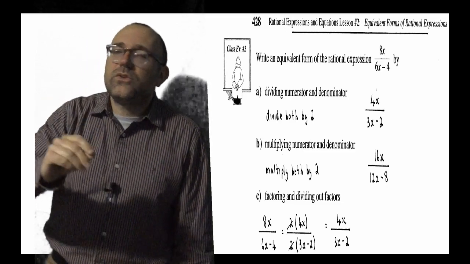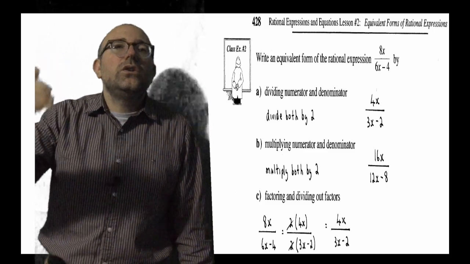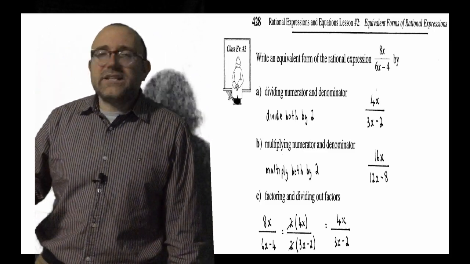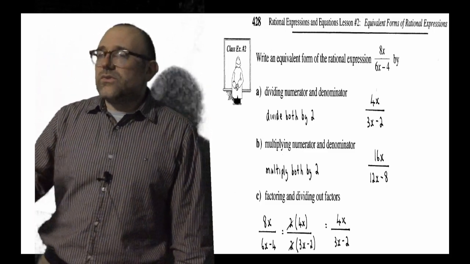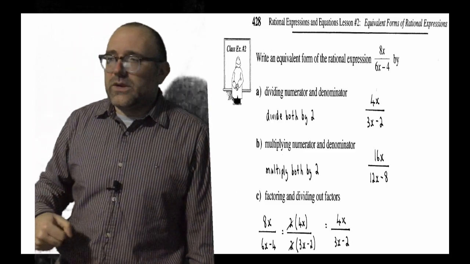But you need to include the NPVs. Don't forget that. And the NPV deals with the denominator. So 3x minus 2 equal to 0. From there, add 2 on both sides, and you get 2 over 3. That's your NPV for that.